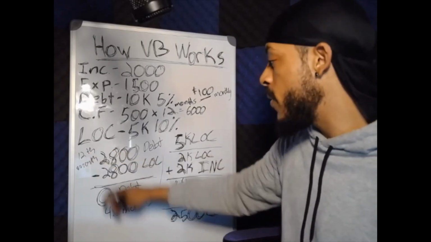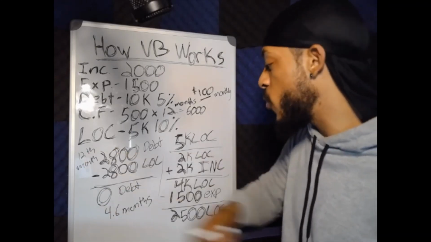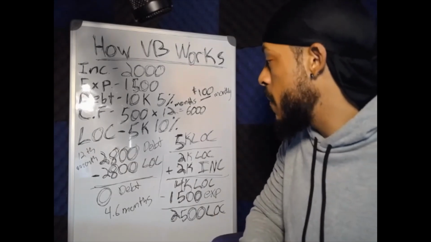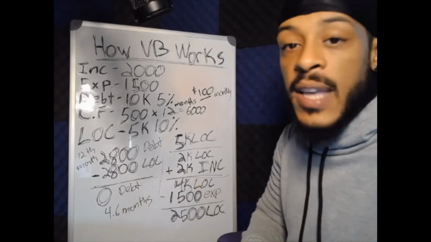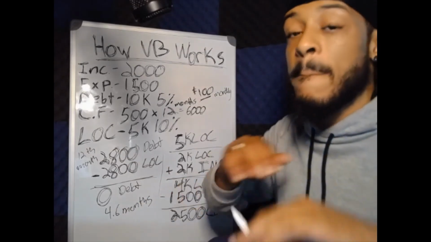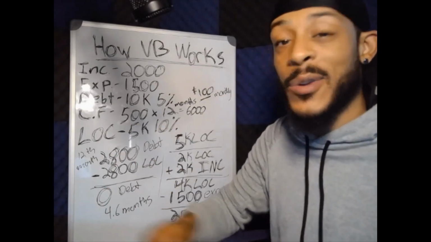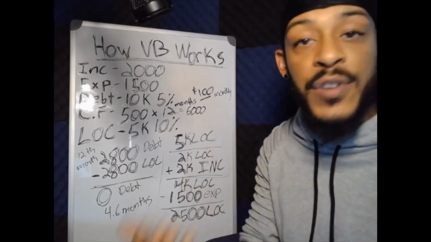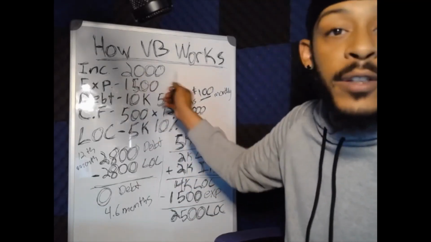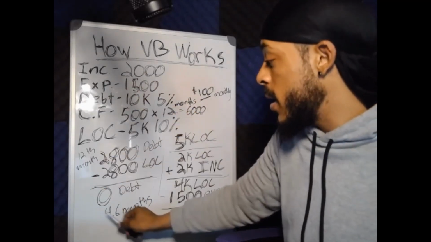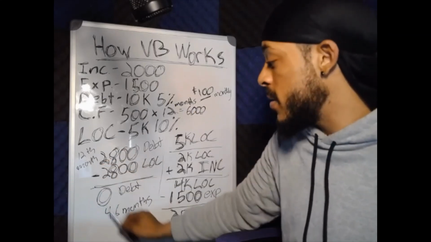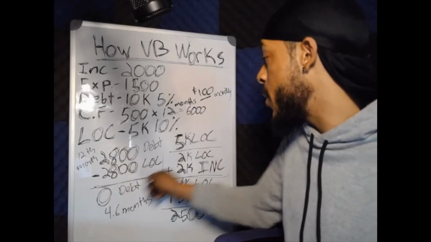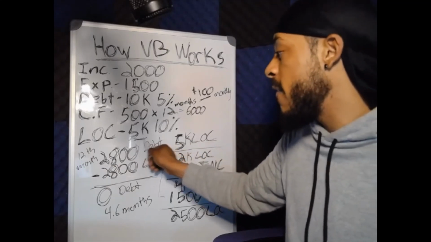So 12 months plus 4.6 months, that gives you, so let's say 17 months max. Worst case scenario. That's not including a raise. That's not including you getting extra money. That's just you working your regular job. For 17 months, you would have been debt free. Your line of credit would have been back at 5,000.